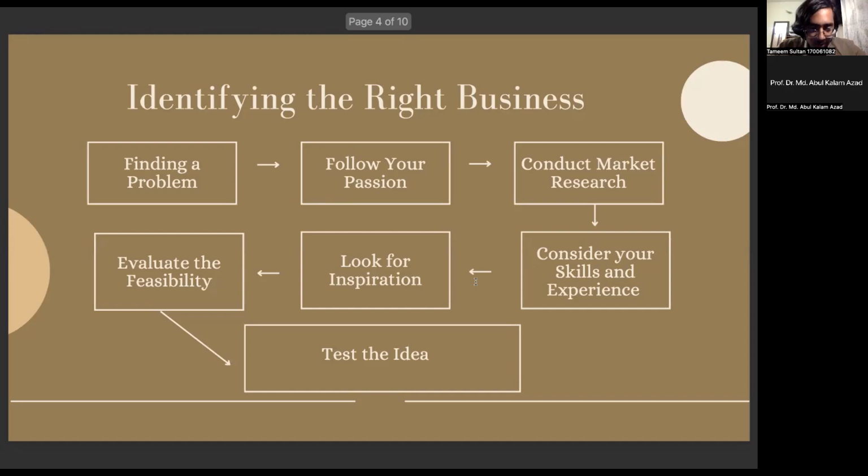The next point is follow your passion. Think about your interests, your hobbies. Consider how you can turn this into a business opportunity. Pursuing a business idea that aligns with your passion and interest can increase your motivation and help you stay committed to your business all the time. You have to love what you are doing, otherwise you can create very little impact on the community.